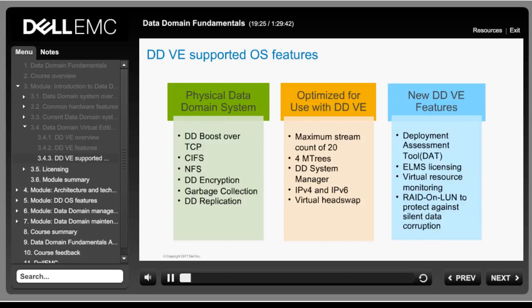Three types of DDOS system features are available in DDVE. Features that function exactly as those in a physical Data Domain system are DD Boost, CIFS, Workgroup and Active Directory, NFS, DD Encryption, Garbage Collection, and DD Replication. Features that are optimized for use with DDVE are Stream Counts, MTree Counts, the DD System Manager, IPv4 and IPv6, and Head Unit Swaps. New features supporting the DDVE system are the Deployment Assessment Tool, Licensing through the Electronic Licensing Management System, Virtual Resource Monitoring, and RAID on LUN.